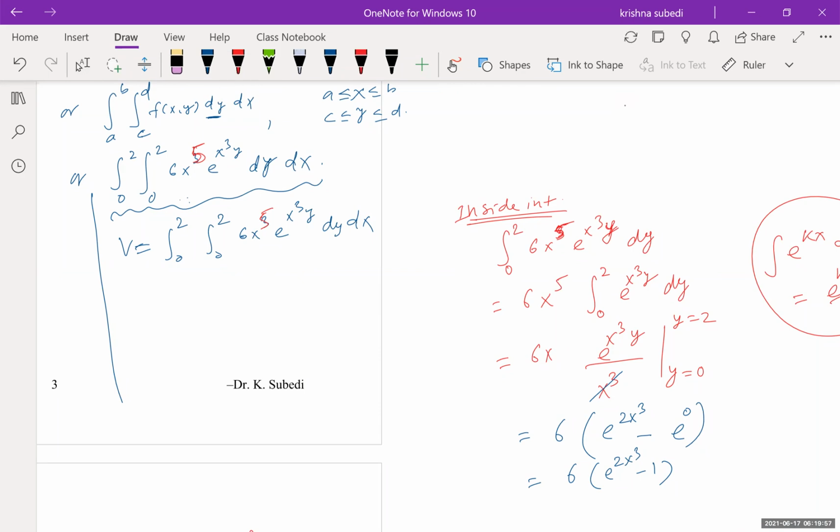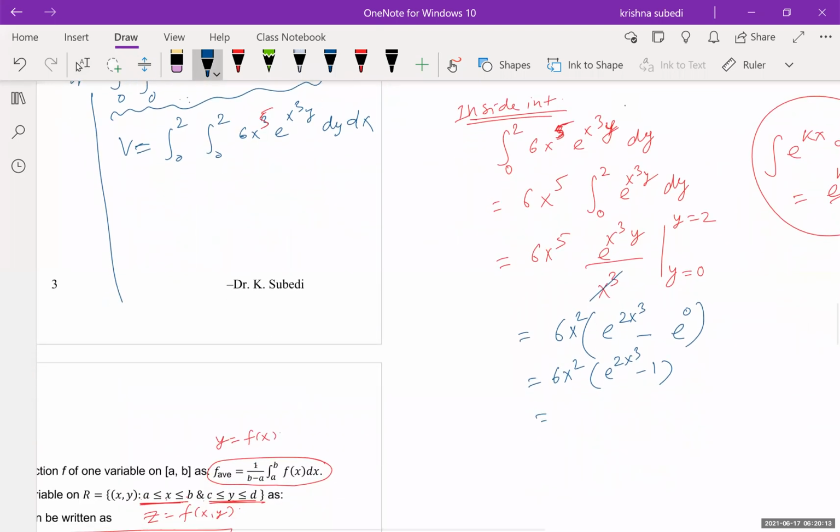So this is actually x to the power 5. So I will have 6x squared here. And that means the inside integral is 6x squared times this. Or if you want, you can simply write 6x squared e raised to the power 2x cubed minus 6x squared. You don't have to put this inside the bracket. You can put that like that.